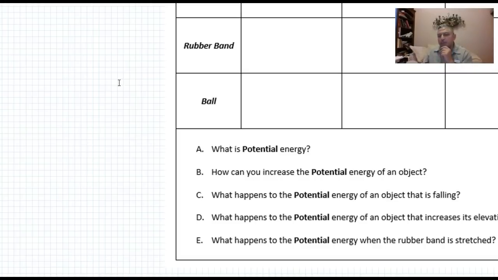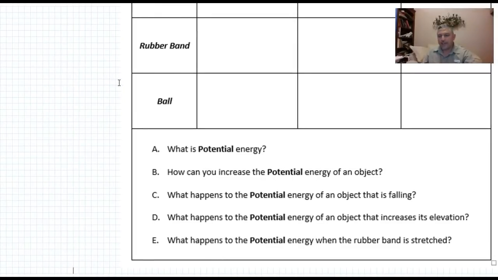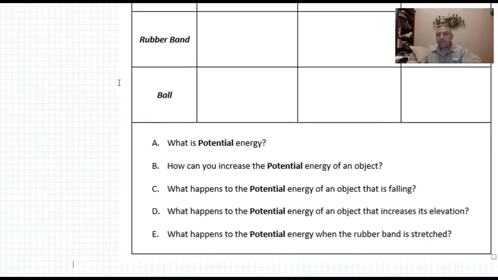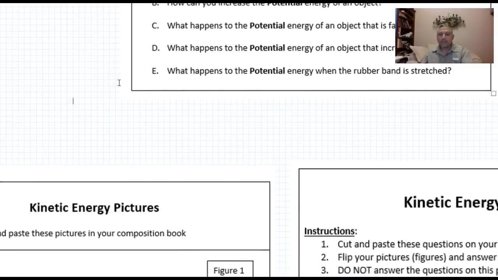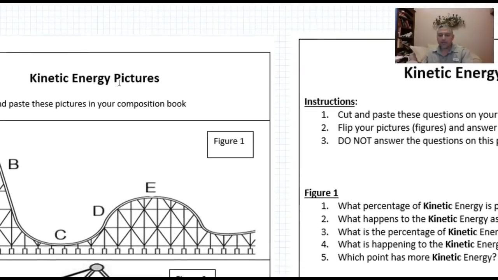How can you increase the potential energy of an object, right? Looking at all these lessons, see if you can answer that. Letter C, what happens to the potential energy of an object that is falling? Answer those questions. You should be able to know it by now. Letter D, what happens to the potential energy of an object that is increasing its elevation as it goes up a ramp? And letter E, what happens to the potential energy when a rubber band is stretched? All right, so those are all potential energies. That was the last assignment on potential energy that you were going to be doing.